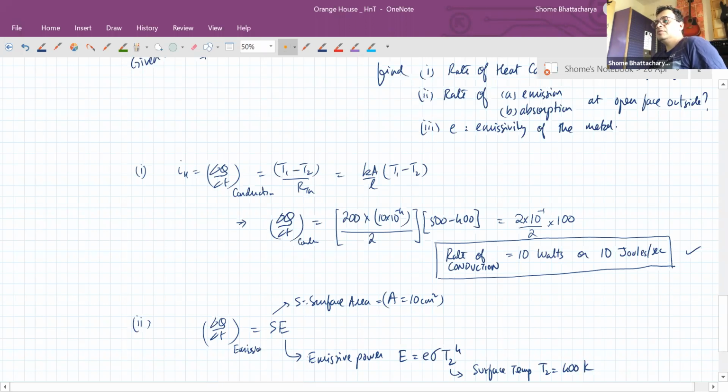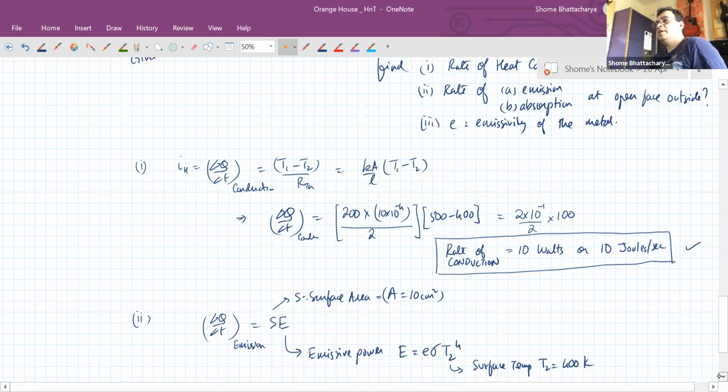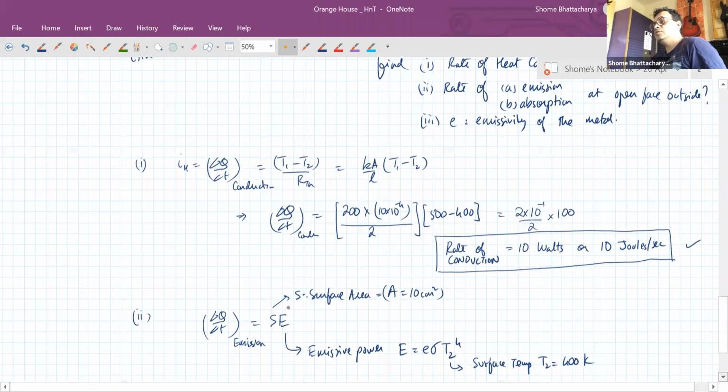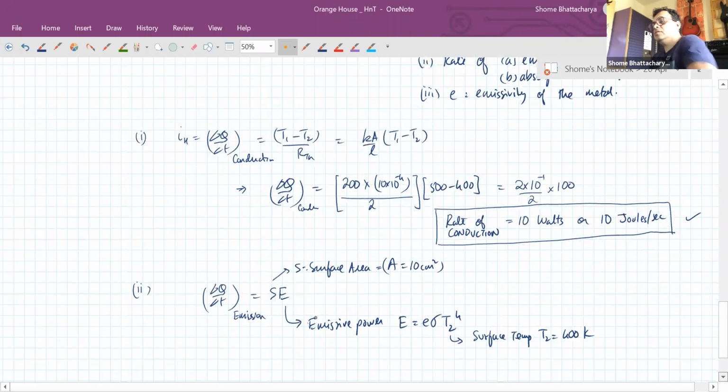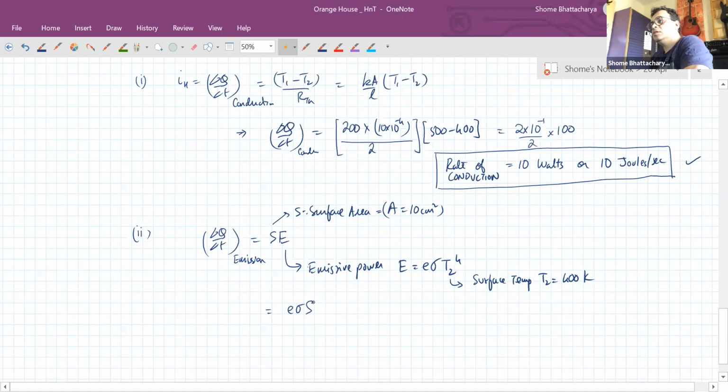Okay, so the rate of emission by radiation at the surface is equal to E sigma into that surface area, which I'm writing as capital S now, into T2 to the power 4. So in this, the thing which is unknown is emissivity. Sigma is given to us as 6 into 10 raised power minus 8. The surface area is given as 10 centimeter square. And T2 is given as 400 Kelvin to the power 4. So emissivity is unknown, but the rest of the things you can substitute like this. So we'll come back to this.